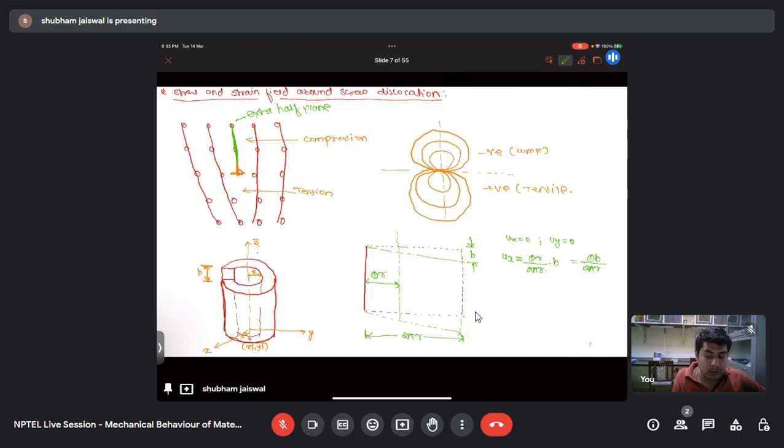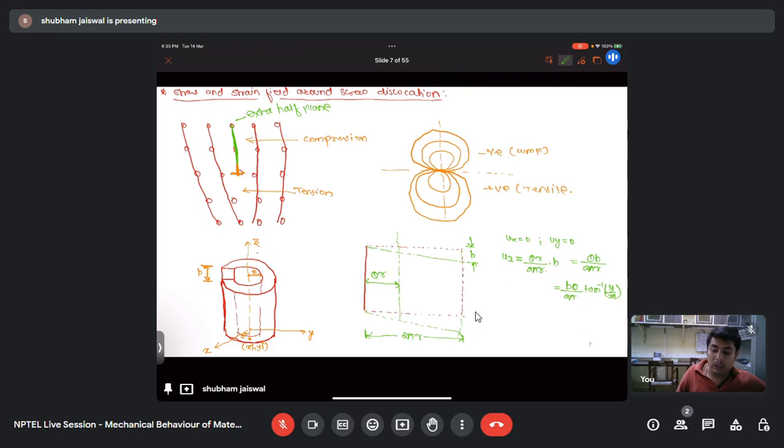Okay, that is b theta upon 2 pi, we can say, and that theta is nothing but a tan inverse of y by x. So we can write b theta upon 2 pi tan inverse of y upon x. Let's say yi upon xi.